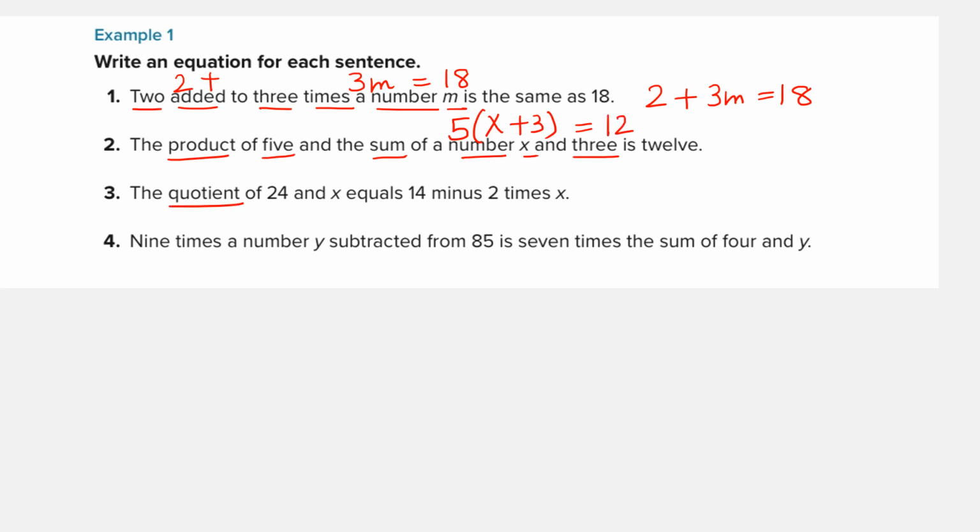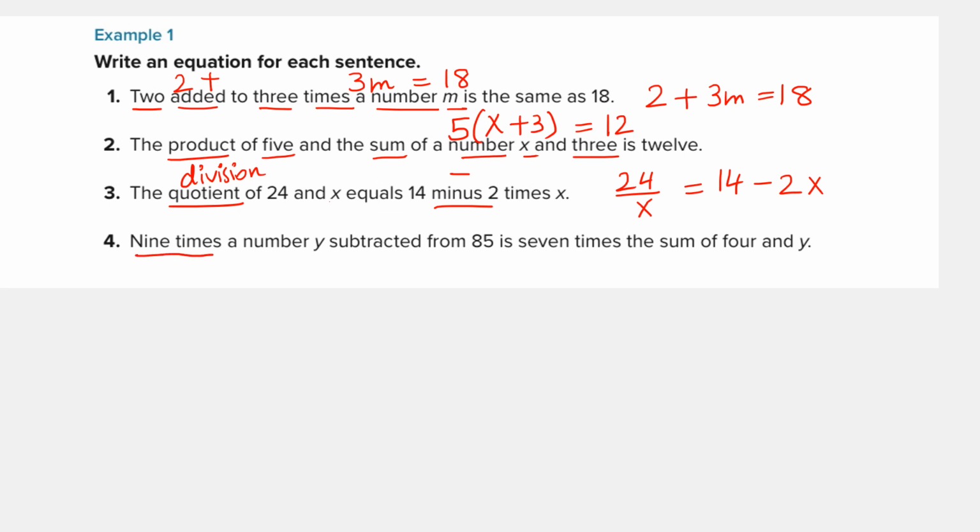Now quotient means division. So the quotient of 24 and x equals 14 minus, minus means subtraction, 2 times x. So this will be the equation.